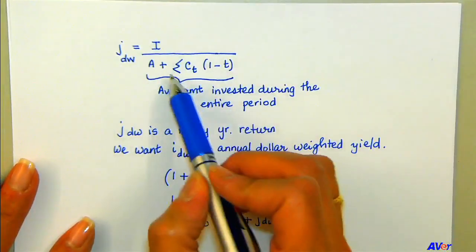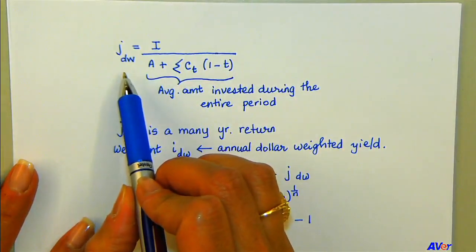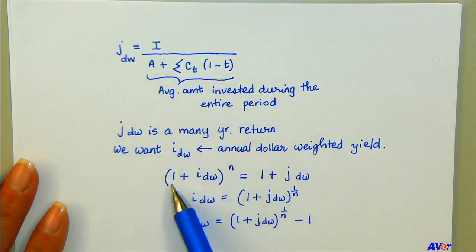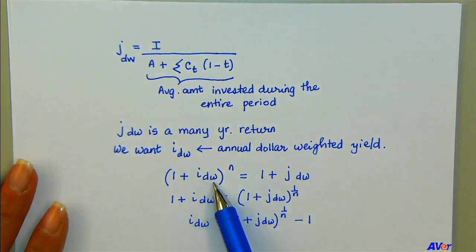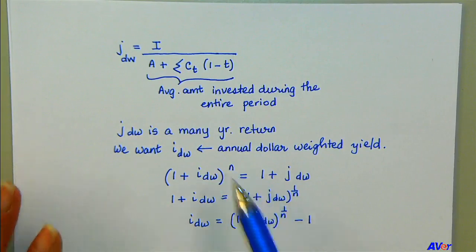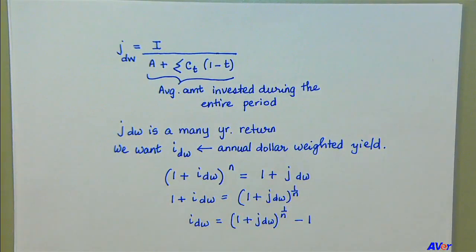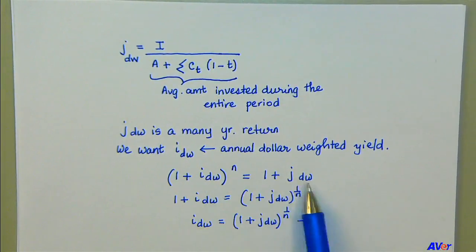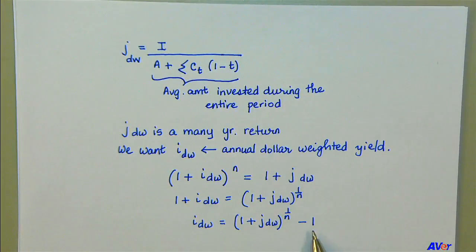Now, once you get this number, j dollar weighted is going to be a many-year return. So I have to annualize that. So how do you annualize? You take 1 plus i, which I'm looking for, raise it to the nth power, because this goes on for n years. Remember, we scaled from 0 to n onto 0, 1. But really, this went on for n years. So 1 plus i dollar weighted to the n equals 1 plus j dollar weighted, where j dollar weighted is the many-year return. And then you solve. Get it? Okay.